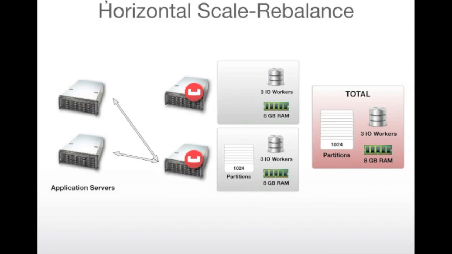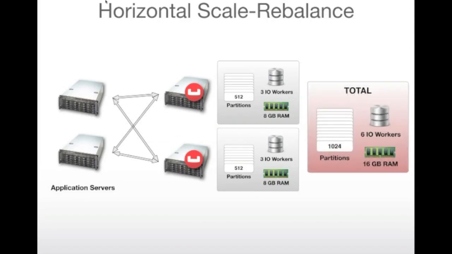So in this case, we're going to add just one more node to the cluster, and we do what's called a rebalance operation. And what we're doing is moving these partitions. These partitions contain many values, whole collections of documents, and we're moving half of the partitions over to the second node. So what we've done is now doubled our capacity. We still have 1024 total partitions, and we have 6 I/O workers now and 16 gigs of RAM.